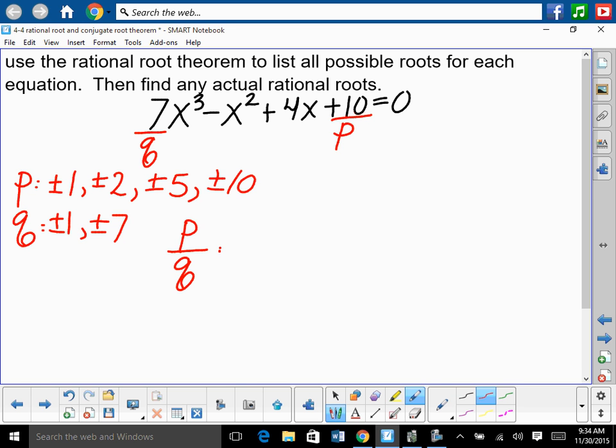All right, now understand something, guys. One more thing. Also, if you list out p divided by q, let's say we had 6/4, or let's say we had 3/2 listed.